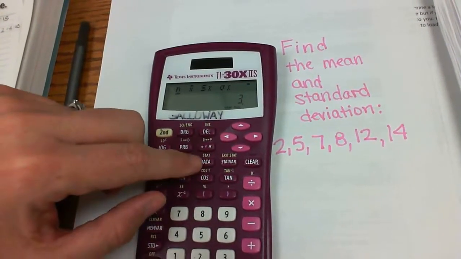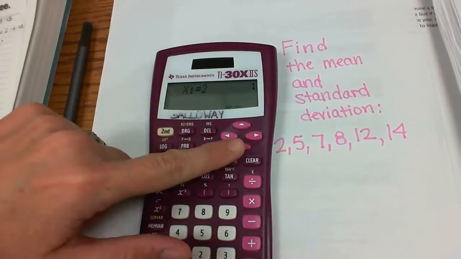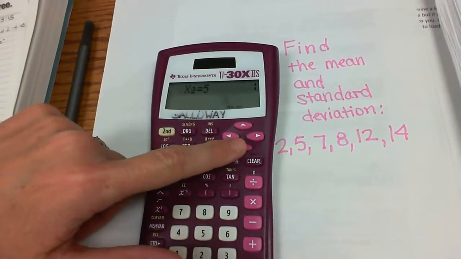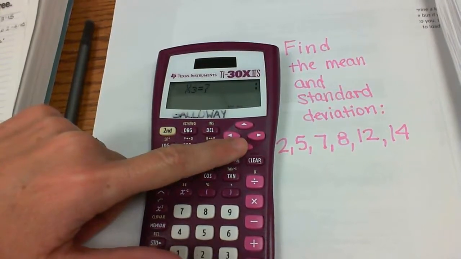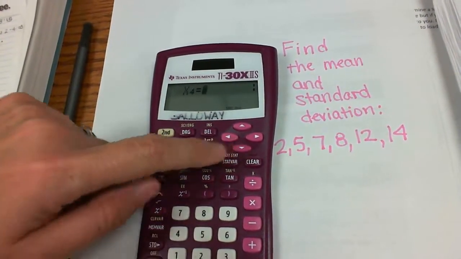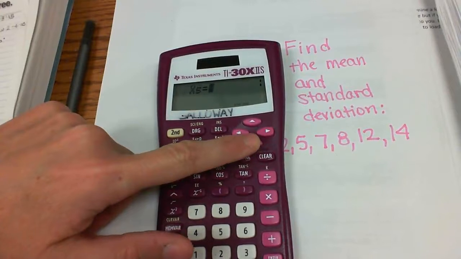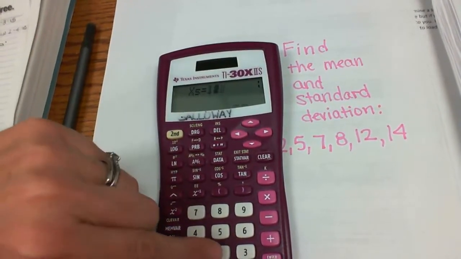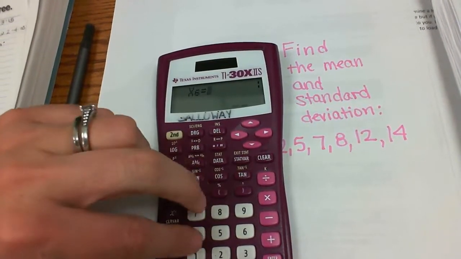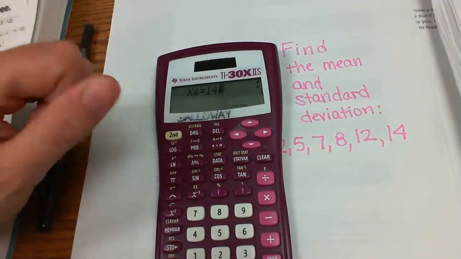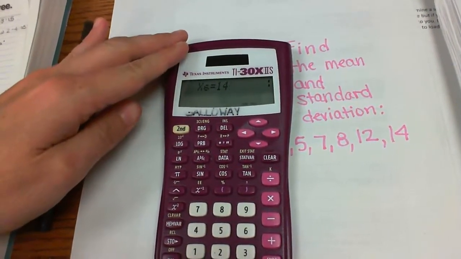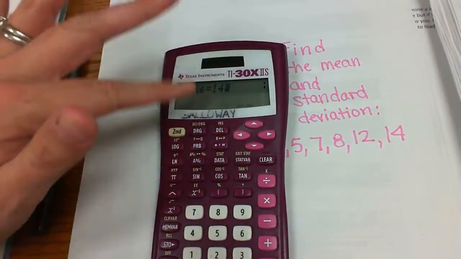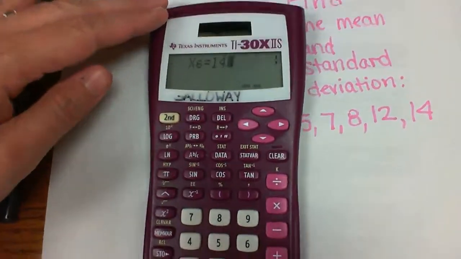So my x2 is 5, x3 is 7, x4 is 8, 12, 14. Once you're done, you don't have to really do anything. It's going to automatically save it in there.